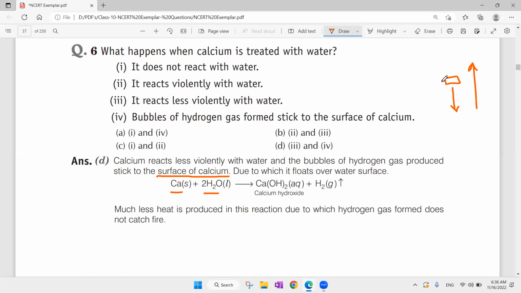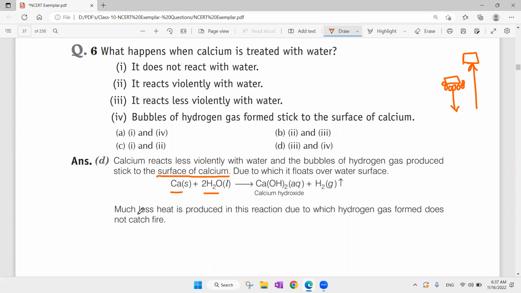Why? Because hydrogen gas is produced in the form of bubbles, and the bubbles stick to the surface of the magnesium, so the magnesium floats. Not only magnesium, if you drop calcium also the same thing happens. Because of its density, calcium goes down, but after some time it comes up and floats over the water surface. So calcium reacts with H2O, giving rise to Ca(OH)2 and hydrogen gas.